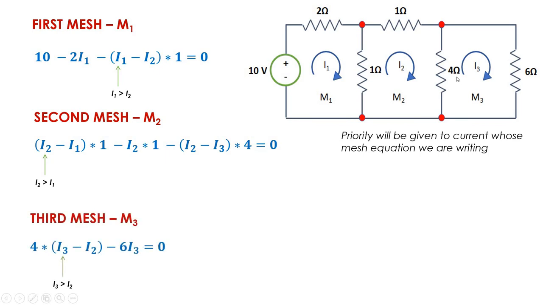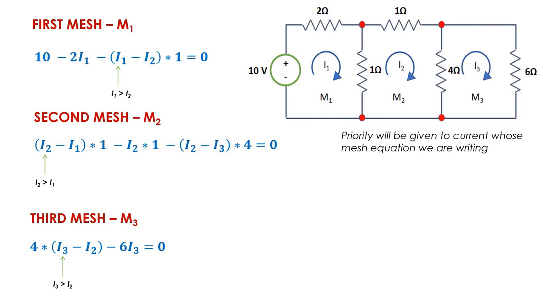Coming to the third one, which will be 4 into (I3 minus I2), and then minus 6 I3. This will be a minus sign here, so you can correct that. Okay, so we have three mesh equations with three unknown variables I1, I2, and I3. So this can be easily solved, and you will get the values of all three mesh currents.